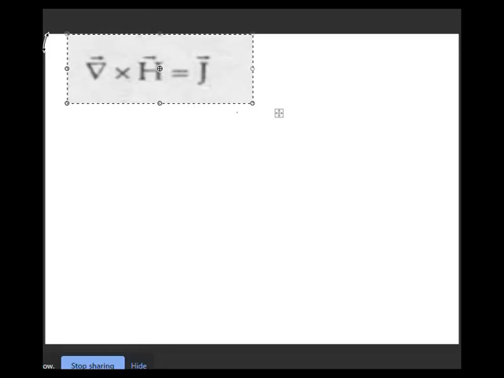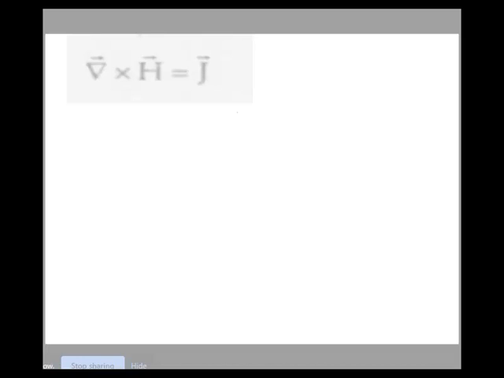Then we will apply a vector identity over this relation. On both sides we will take divergence, that is del dot. Then the expression will be del dot del cross H on the left hand side, and on the right hand side del dot J. Taking divergence means applying the del dot operator. Taking curl means the del cross operator. So we have taken divergence on both sides.